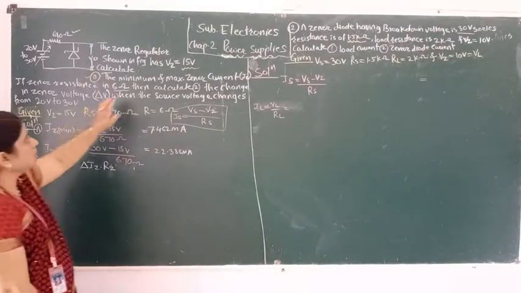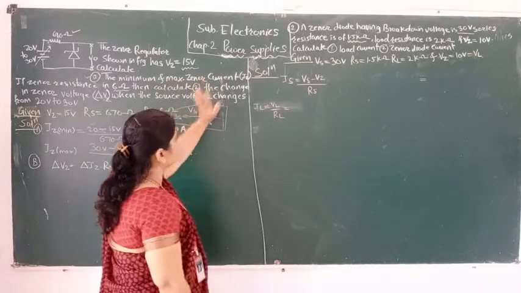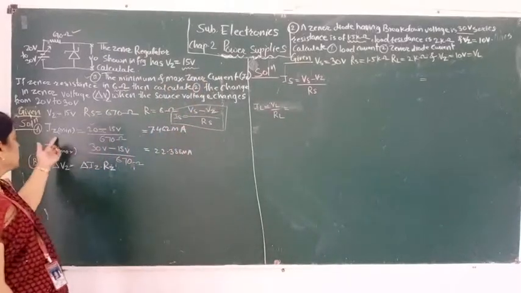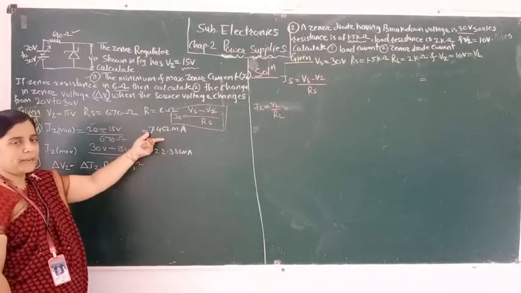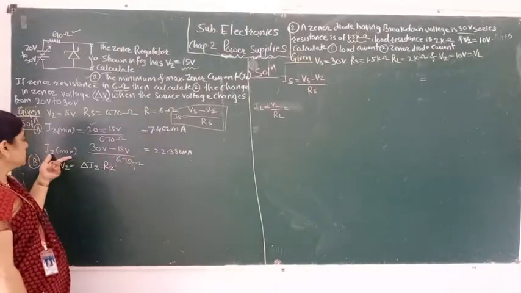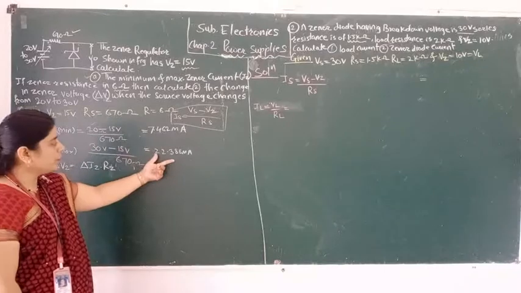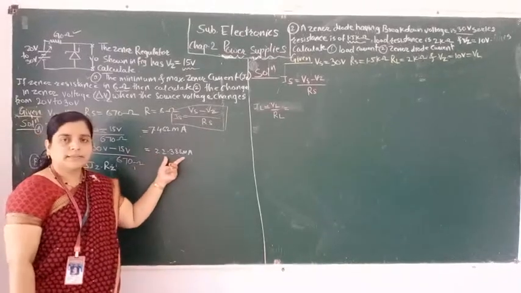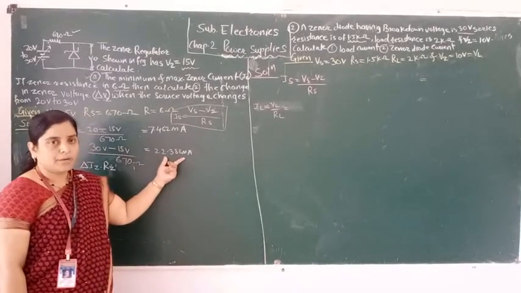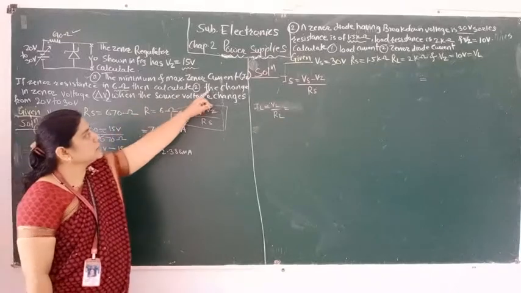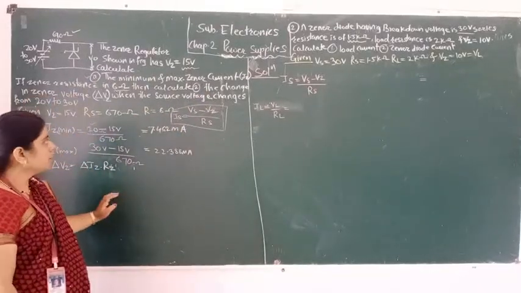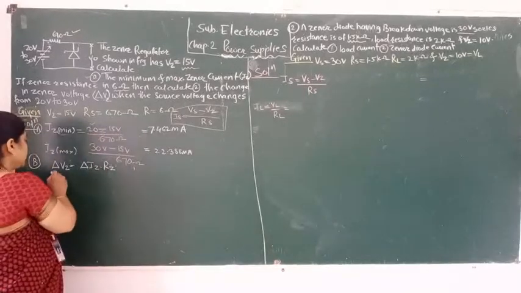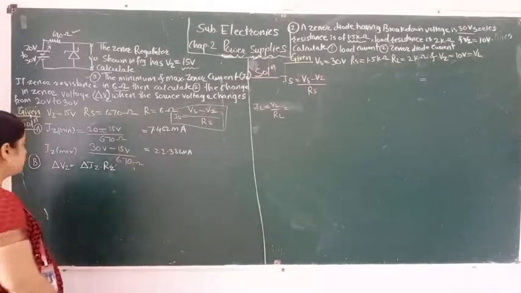What is completed? Minimum and maximum Zener current. Minimum Zener current is 7.462 milliampere, and maximum Zener current is 22.388 milliampere. So what is the second one? The change in Zener voltage. We have to calculate the change in Zener voltage.